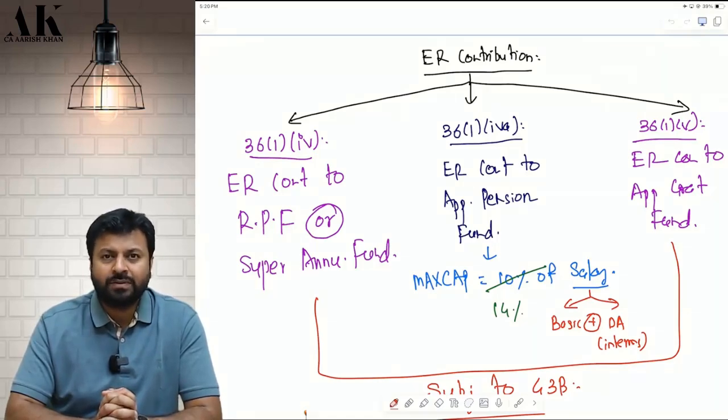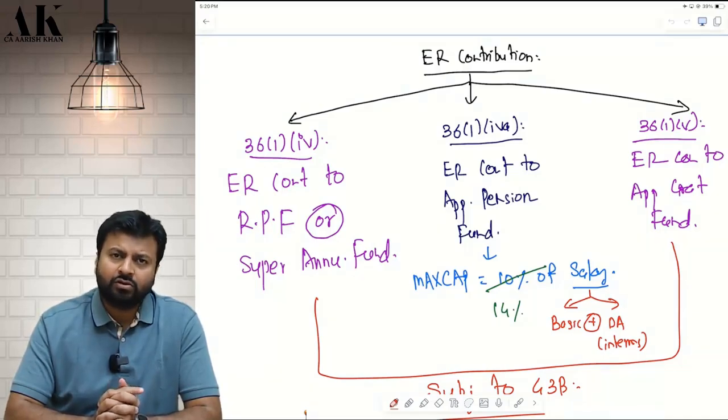Now the question is, by when should I pay? What is the date of payment? You can pay till the due date of filing of return. If you want to claim the deduction in the current year, you can make the payment till the due date of filing of return. So if I want to claim the deduction in previous year 24-25, I can make the payment till the due date of previous year 24-25. Then also I will get the deduction.